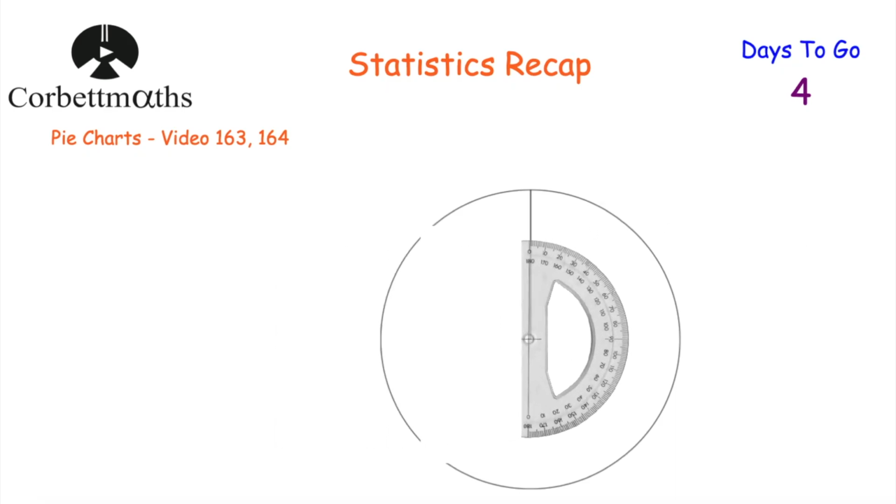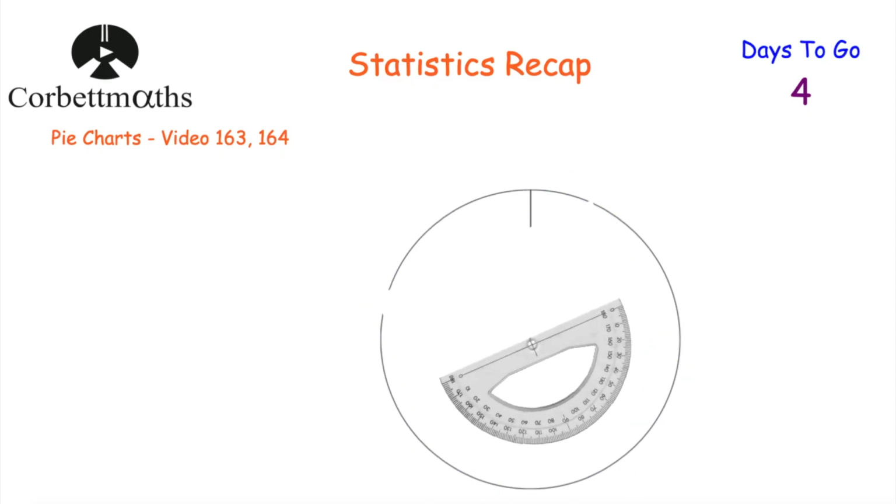So you'd start off, you'd measure the first angle, which was 80 degrees. You go around to 80 degrees, put a dot, draw a line through it, and that'll be the first sector. Then you rotate your protractor, so then it's on that new line, and so on. And then you just draw that pie chart.